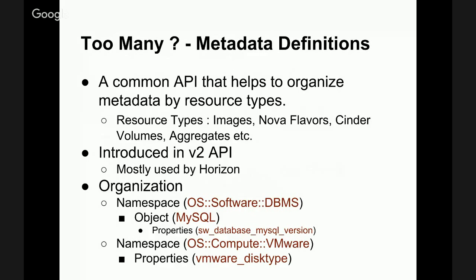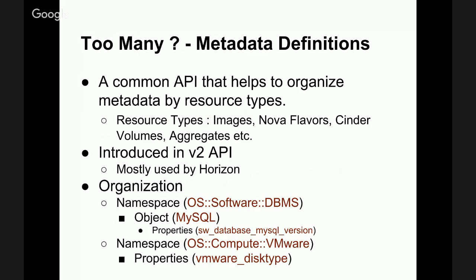And there are some properties for NFVs and some custom properties. So there is so much metadata available across the OpenStack ecosystem. Metadata definitions is a common API that helps organize this whole set of metadata by resource types. It not only constrains itself to images, but also defines the resource types for, say, flavors or Cinder volumes, etc. This was introduced in the V2 API, and one of the biggest consumers of this API is Horizon.